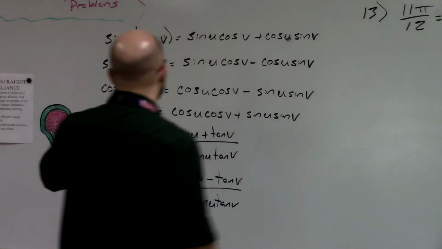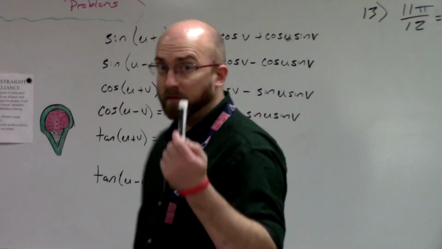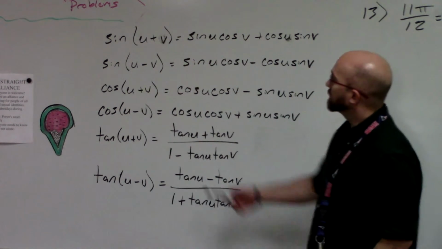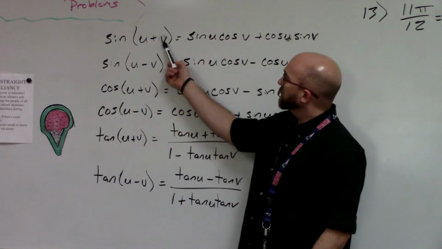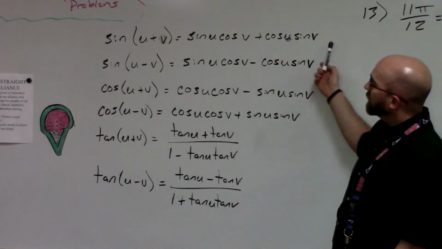Okay, in 5.4, which is multiple or sum difference formulas, these are the formulas you'll need to know. So it's sine u plus v equals sine u cosine v plus cosine u sine v.